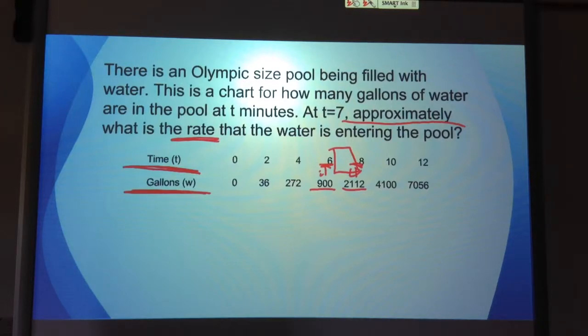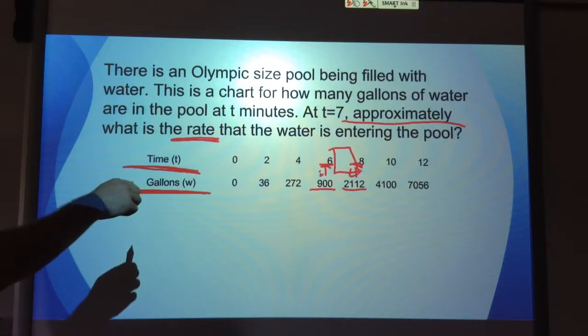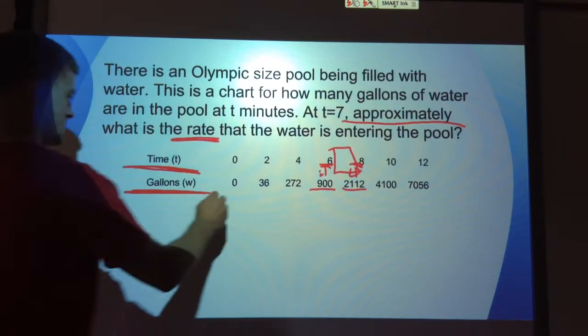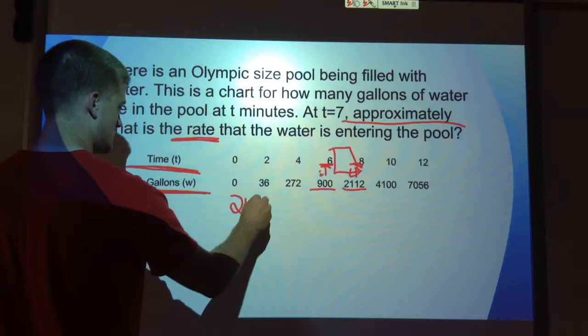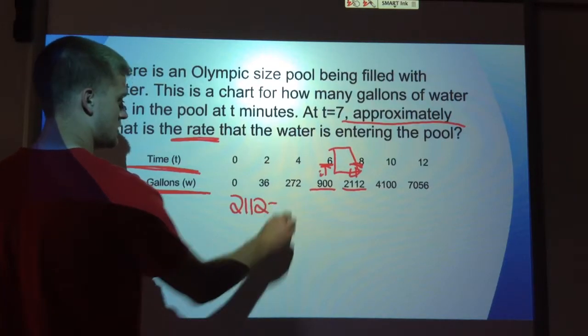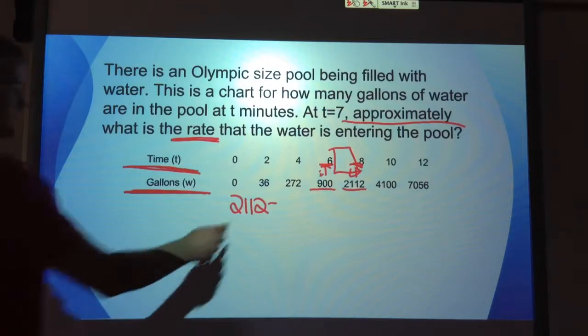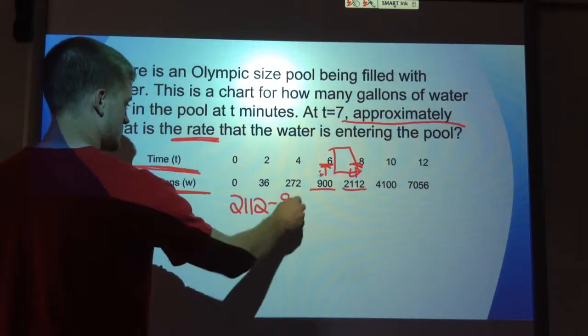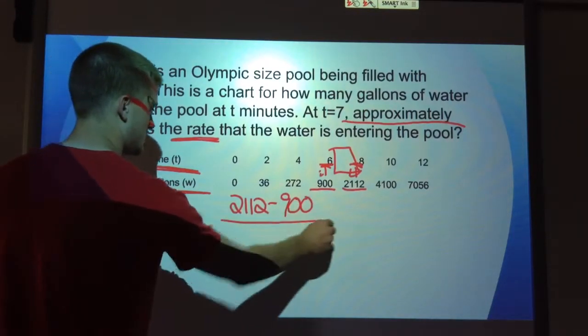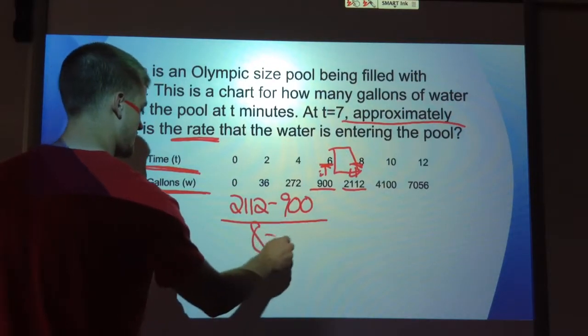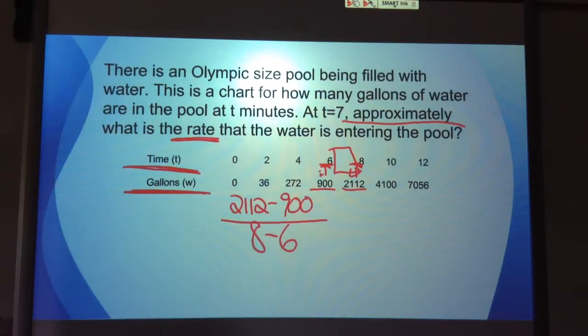So what you're going to do with these numbers is take the gallons, which is how much is in the pool. So that's 2,112. You're going to subtract 900 because that's your 6. You're going to put it over 8 minus 6. Everyone see where I got the numbers there?